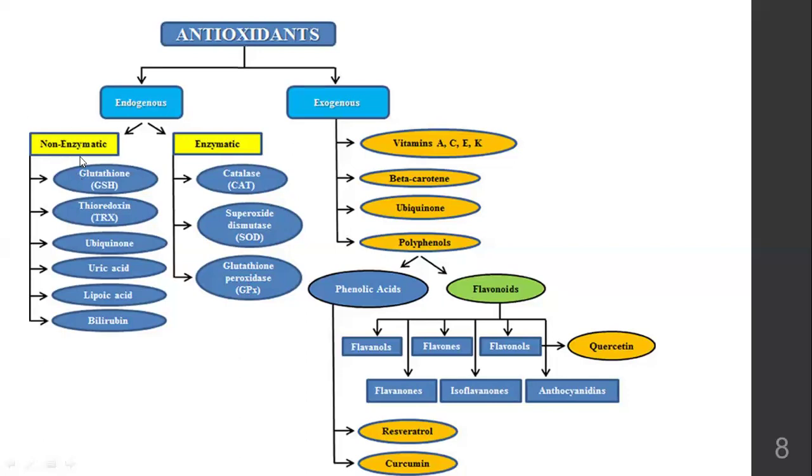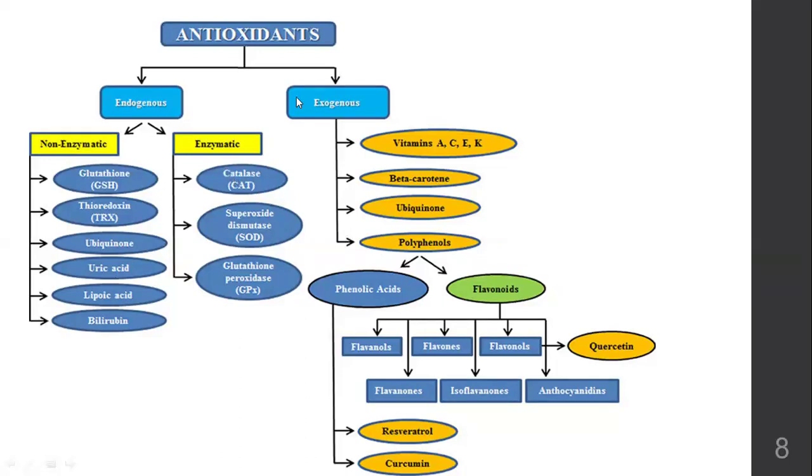Non-enzymes, these are not enzymes, these are just elements. Glutathione is also produced in your own body. Thioredoxin, ubiquinone nowadays supplement is also available, but it is also synthesized in your body. Uric acid is synthesized in your body. Lipoic acid, bilirubin made in your liver. These all have antioxidant properties. These are produced in your own body. Your body can produce all these factors to protect you from free radical damage.